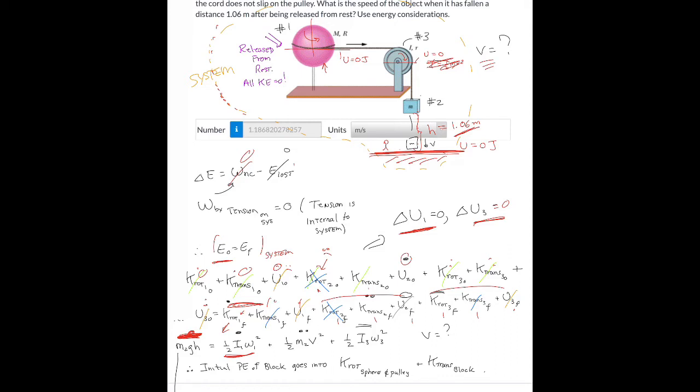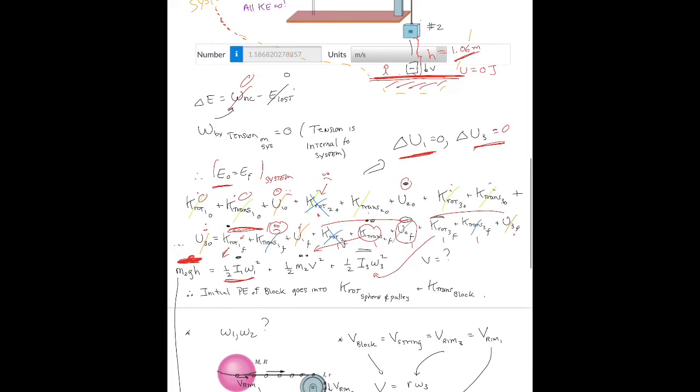And then I don't really need to write that translational term because number 1 is a sphere. It's stuck. It's not translating anywhere. And then this one here, that's the translational kinetic energy of the block. Then potential energy of the block final, when it hits the floor, is 0. And the only other thing I have left is the final rotational kinetic energy for number 3. That's the pulley. Now the problem is I'm trying to find V. I need a V, but I don't know omega 1. I don't know omega 3.